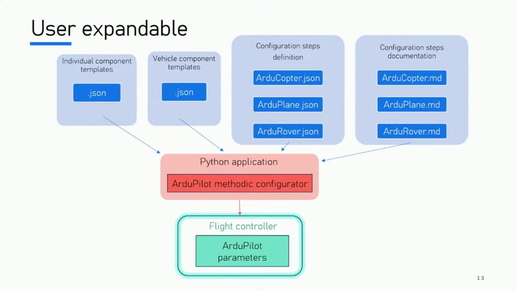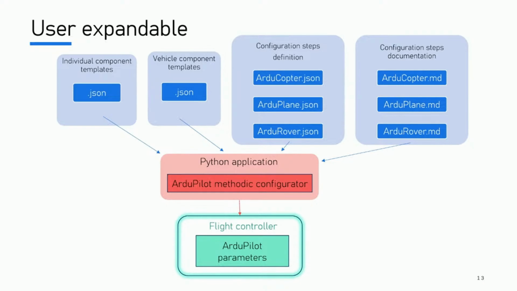Now, for the audience in this room, this is probably the most important slide. So how is it built? What's in the background? Well, AMC, it's just a Python engine, okay? But what it's doing is reading all the information that it needs from JSON files. So there's a JSON file to explain the components on your vehicle. There's a JSON file to explain how these components are grouped in a vehicle. There are JSON files to define the configuration steps that you want.